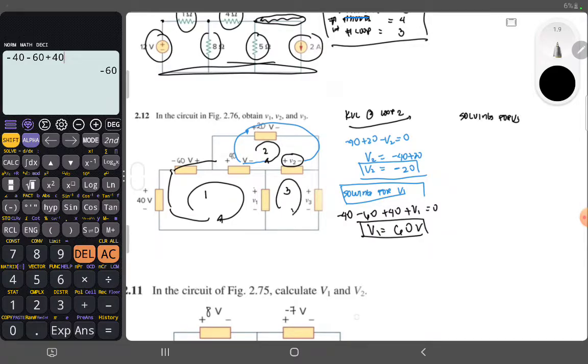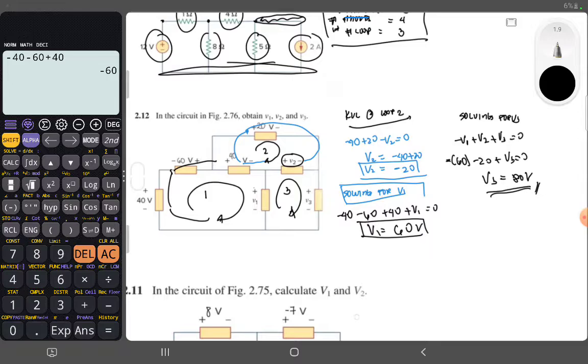Dito tayo mag-loop. So, we have negative V1 plus V2 plus V3 equals 0. Meron tayong V2 which is equal to negative 20. May V1 tayo which is equal to 60, so negative V1 plus V3 natin equals 0. From here, I will have my V3 equals 80 volts. Okay? So, negative 60 less 20 is negative 80. Transpose natin maging positive 80.